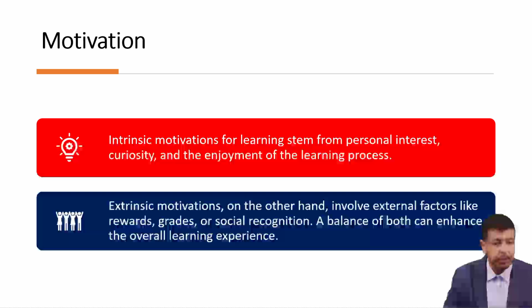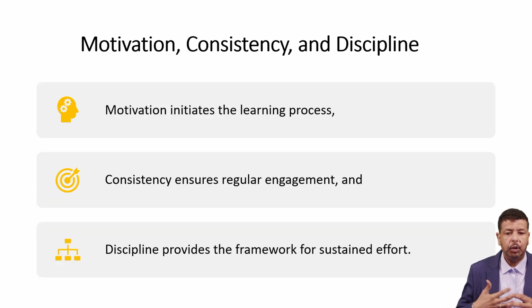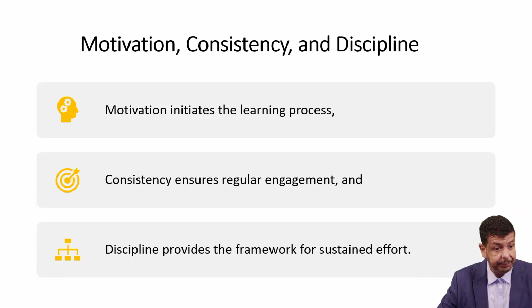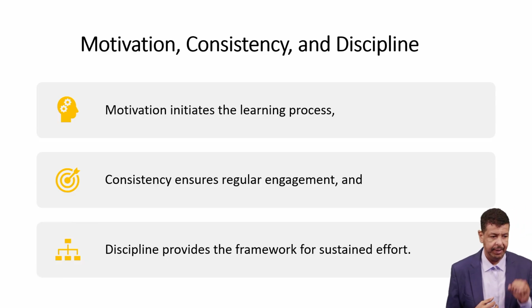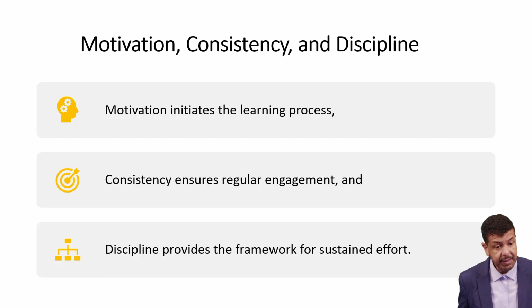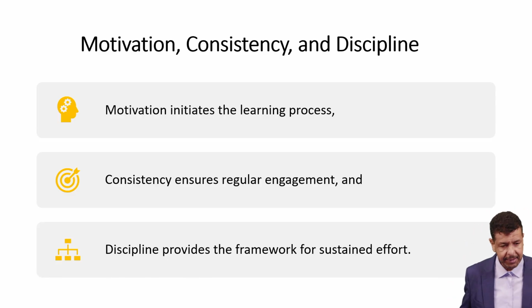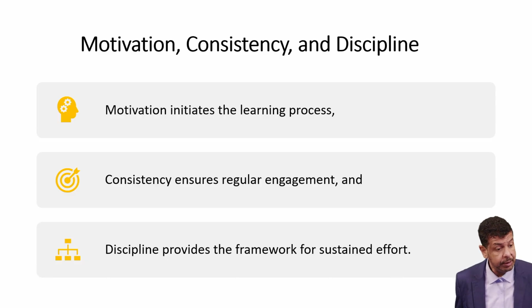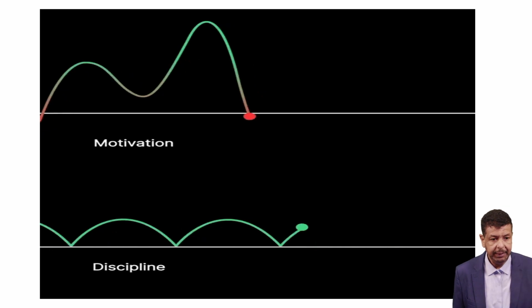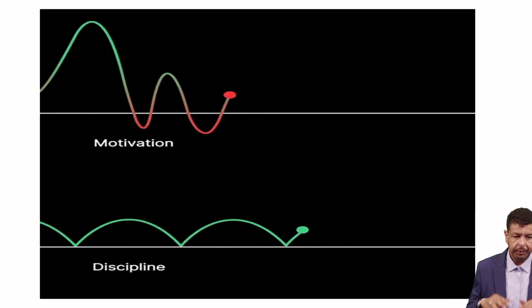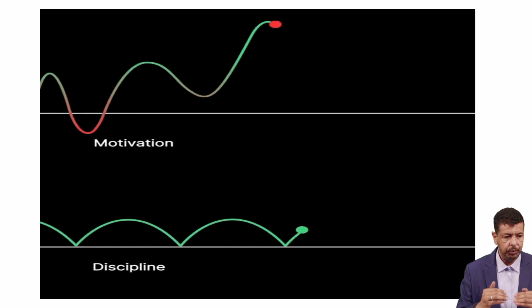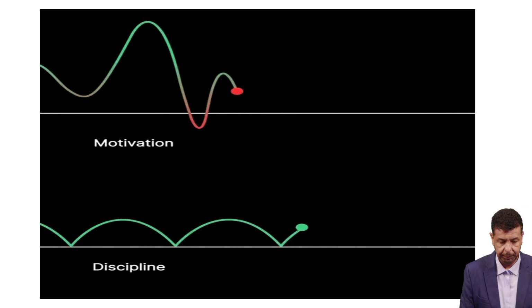And also, we need to distinguish between motivation, consistency, and discipline. Motivation initiates the learning process like a spark. Consistency ensures regular engagement, and discipline provides a framework for sustained effort. So we need motivation, yes. We need consistency, yes. And most important, we need discipline. And the relationship between motivation and discipline can be shown in this. So discipline will help you to move in a steady way toward progress.